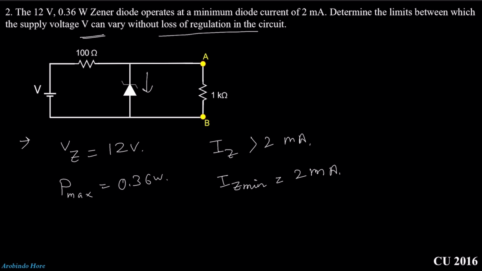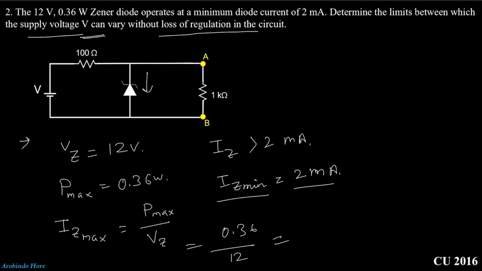In other words, we need to know the input voltage variation such that the Zener diode will be turned on. Here they provided IZ min equal to 2 milliampere, and we will get IZ max from the power condition. P equals V into I, right? So I equals P max divided by VZ. That means 0.36 divided by 12 is equal to 30 milliampere. We already have the maximum current and minimum current: maximum is 30 milliampere, minimum is 2 milliampere.